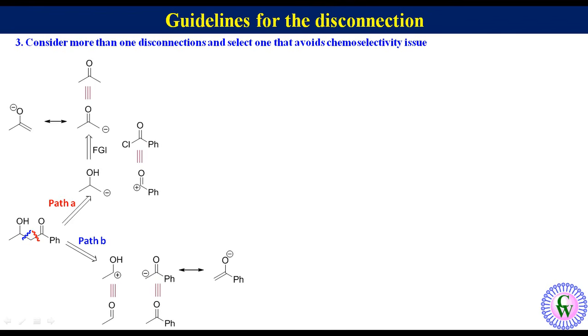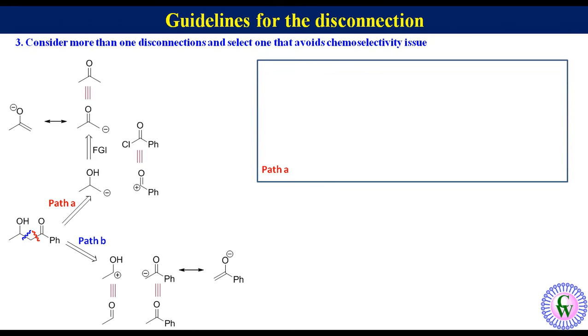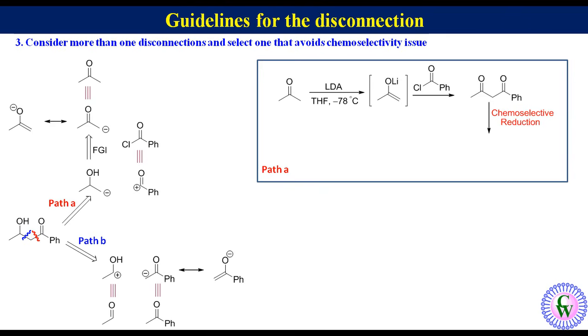Now, if we follow path A, we will take acetone and then allow it to react with LDA to generate an enolate. The enolate will be allowed to react with benzoyl chloride to produce a 1,3-dione compound. Now, chemoselective reduction of the left side ketone will give the target molecule.